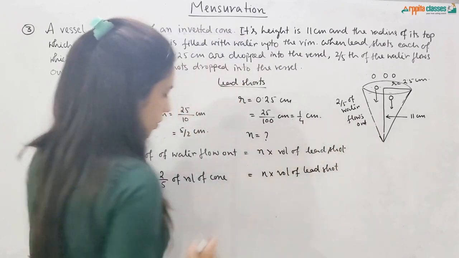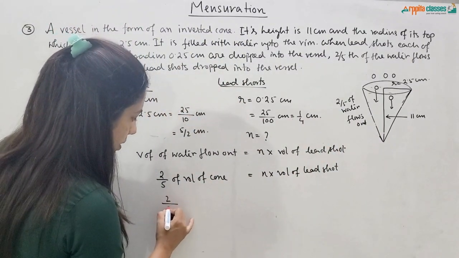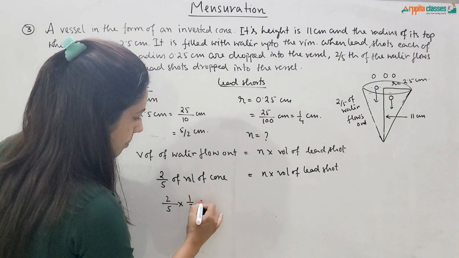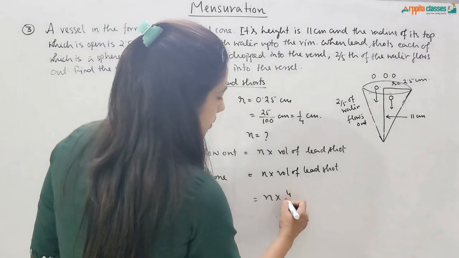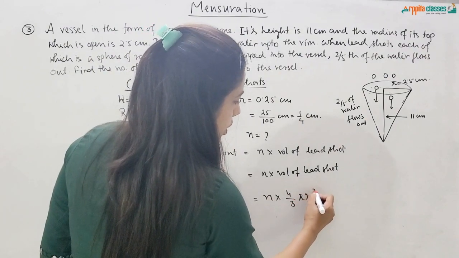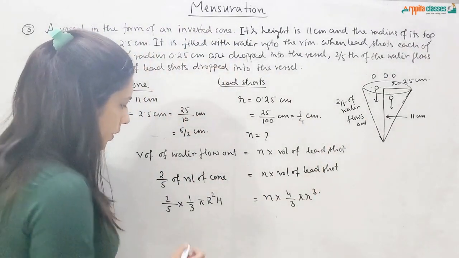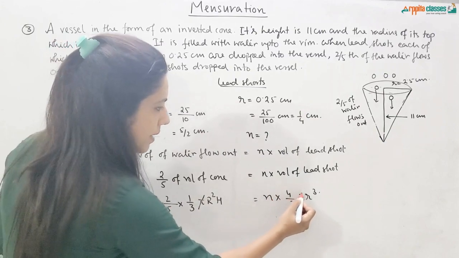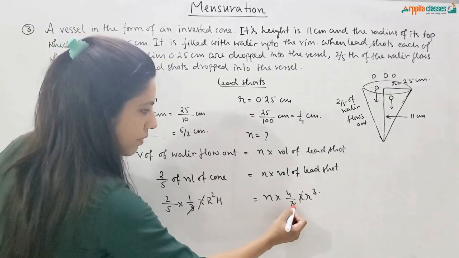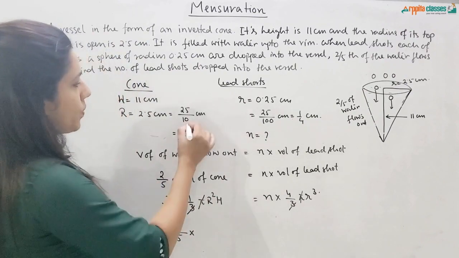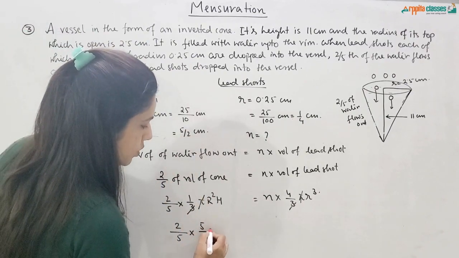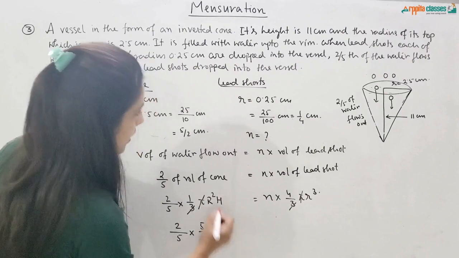Okay. Now 2/5 of the volume of the cone. The volume of the cone will be 1/3 pi capital R square H. Here the volume of a lead shot will be 4/3 pi small r cube. Let us cancel pi and pi, 1/3 and 1/3. So it is 2/5 into R square. R square is 5/2 into 5/2 into capital H.